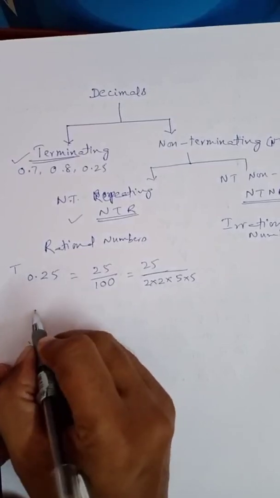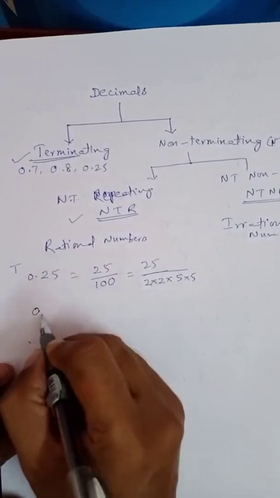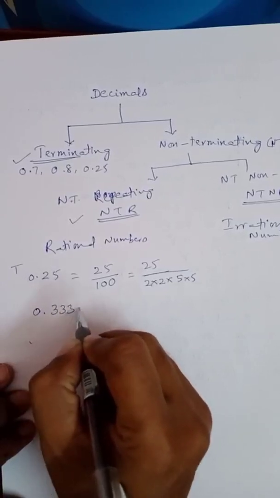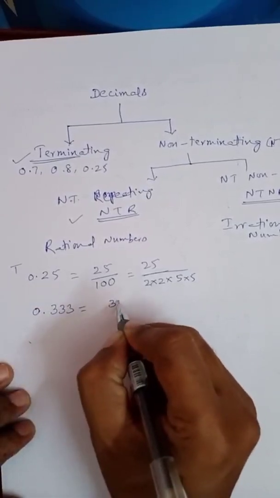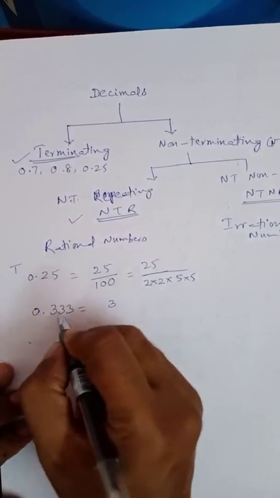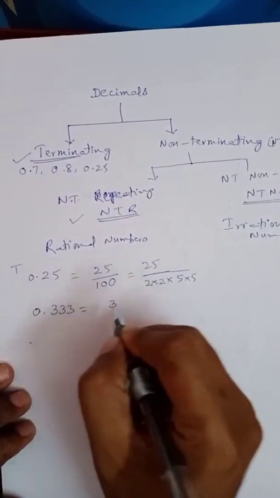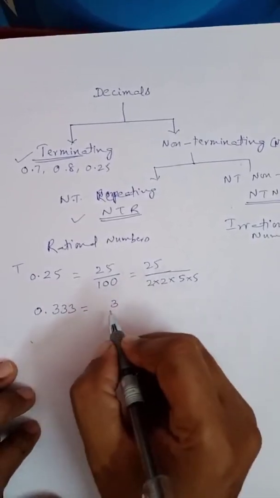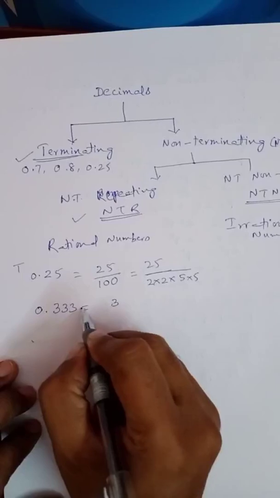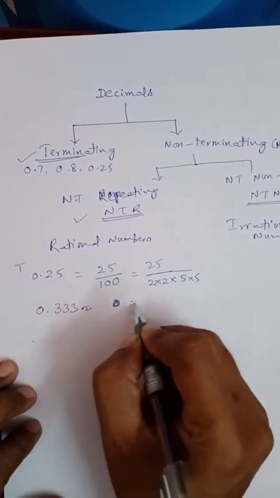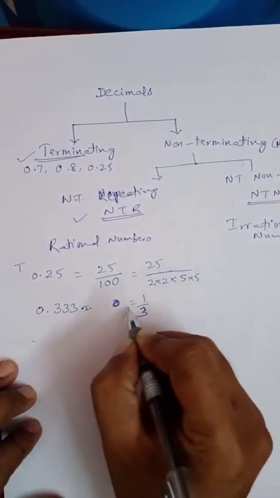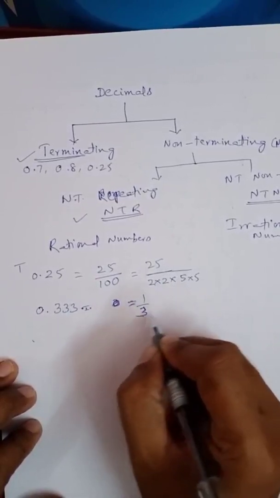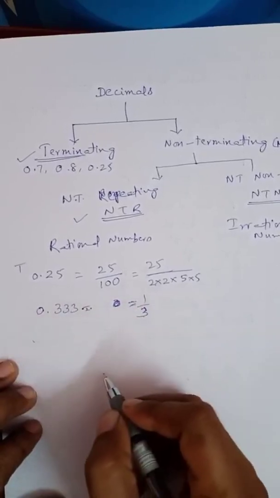Now we take a non-terminating repeating type decimal, 0.333..., where 3 is repeating. Actually, it is 1 by 3, whereas we don't have either 2 or 5 in the prime factorization of its denominator.